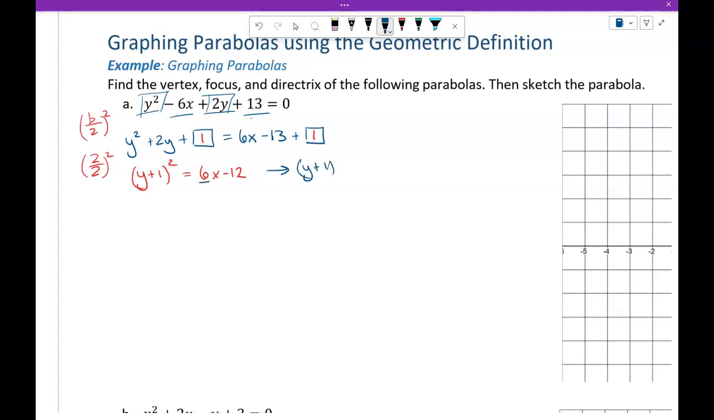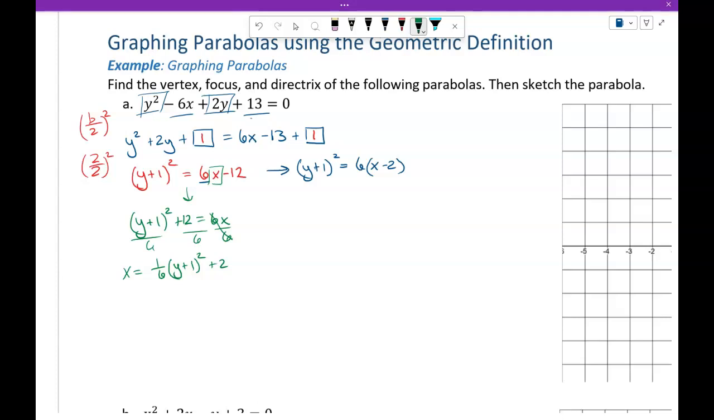So we have y plus 1 squared equals 6 times x minus 2. Or we can get it in vertex form by isolating the x. Either way works. We can take y plus 1 squared, and we can add 12 to both sides of the equation, and then divide by 6, so that we're left with x equals 1/6 y plus 1 squared plus 2.